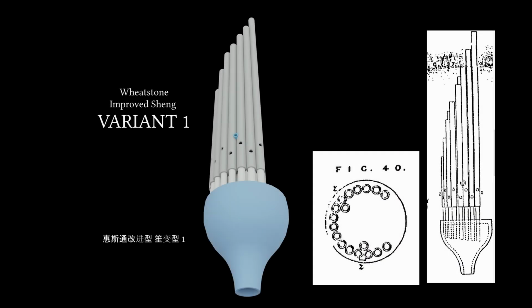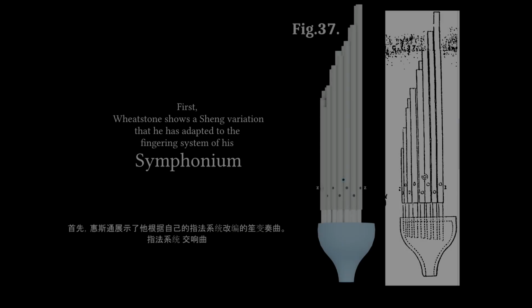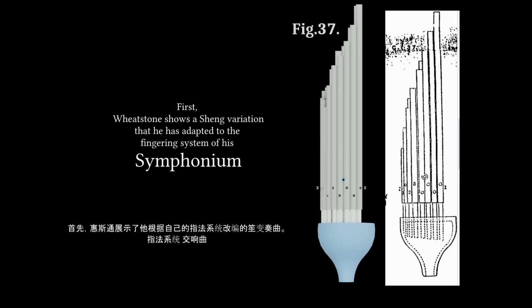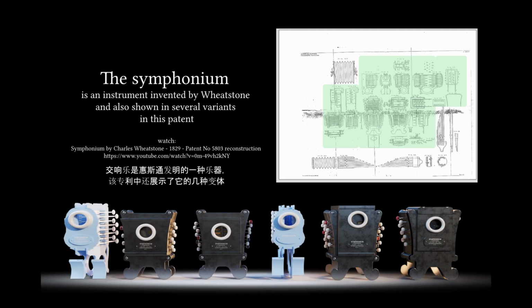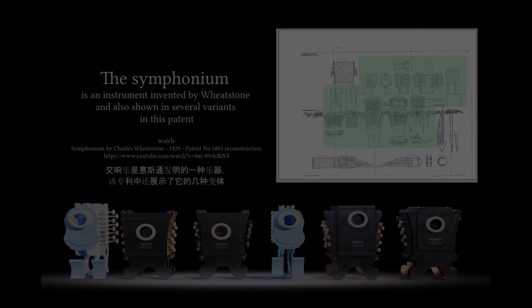Wheatstone improved Sheng Variant 1. First, Wheatstone shows a Sheng variation that he has adapted to the fingering system of his symphonium. The symphonium is an instrument invented by Wheatstone and is also shown in several variants in this patent.